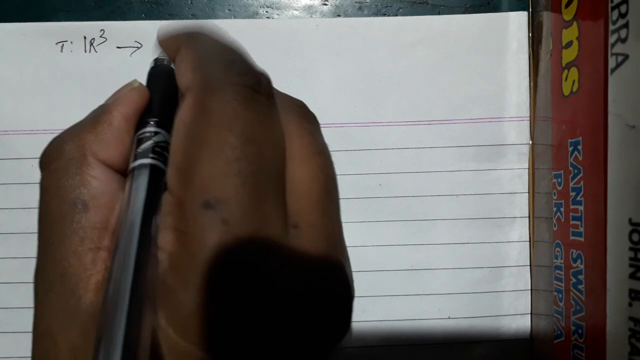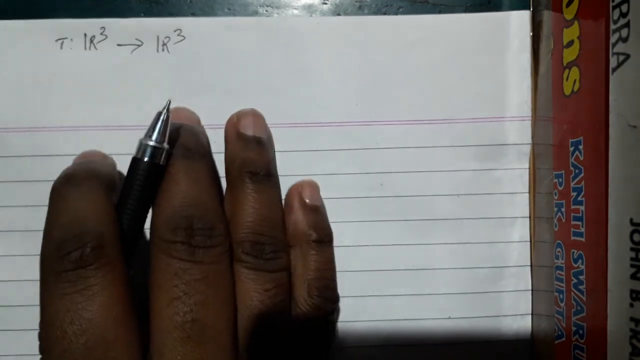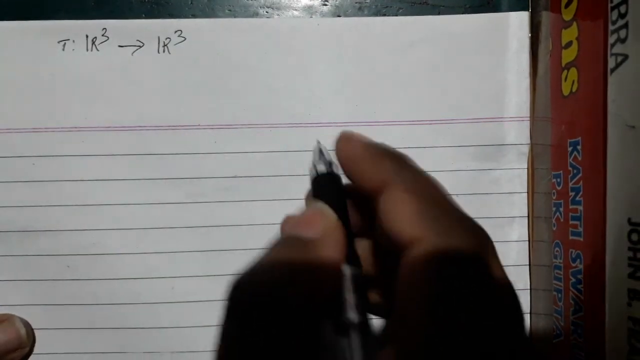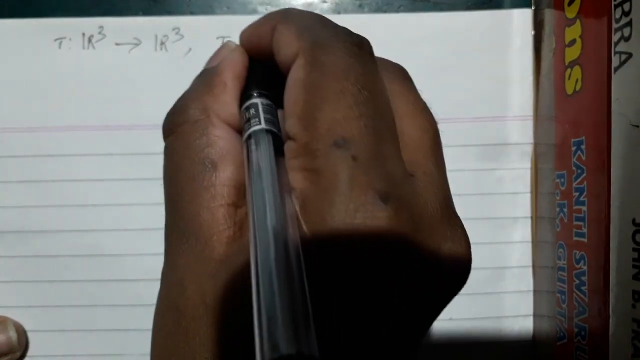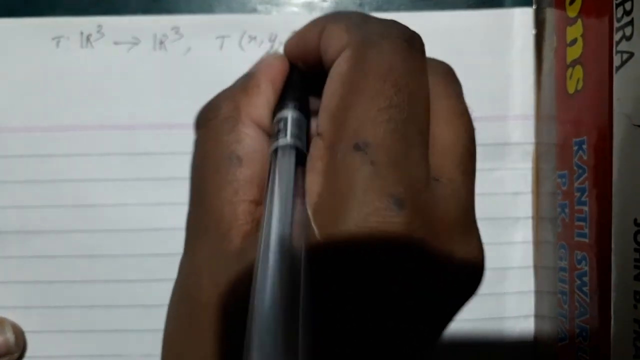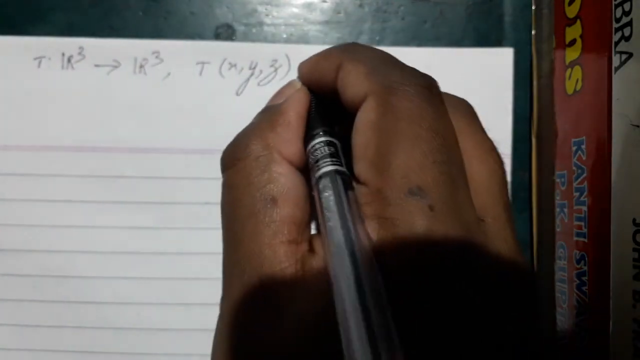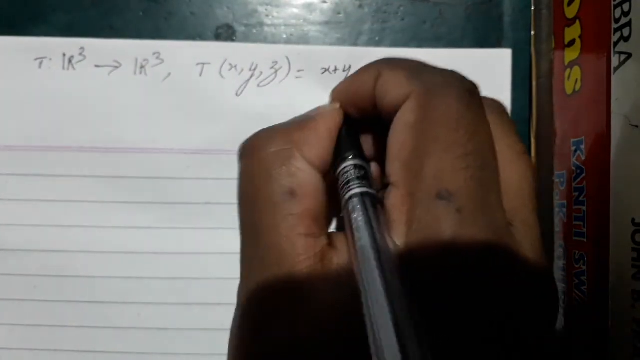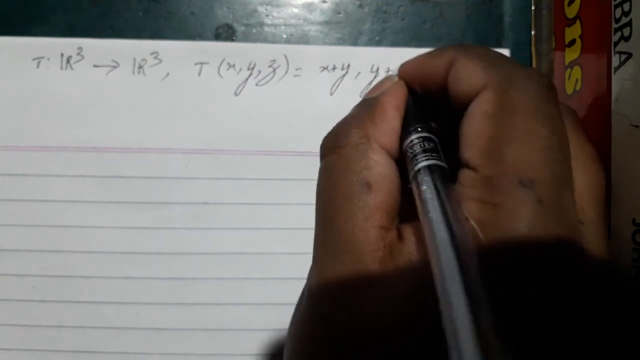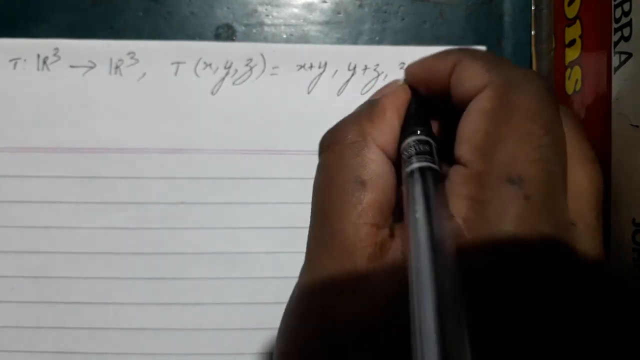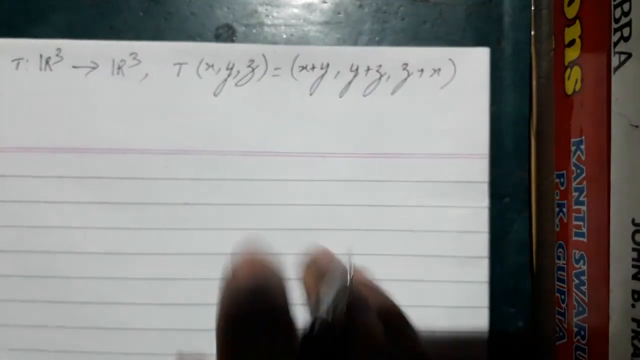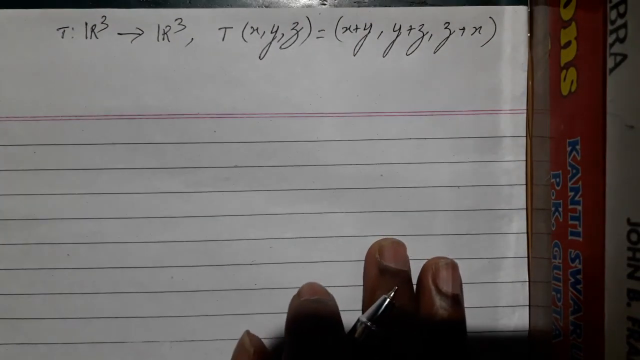Okay, so what is your mapping? The mapping is from R3 to R3. Here I take one element (x, y, z) in R3. This is defined to be (x plus y plus z, z plus x). And we have to show that this is a linear transformation.